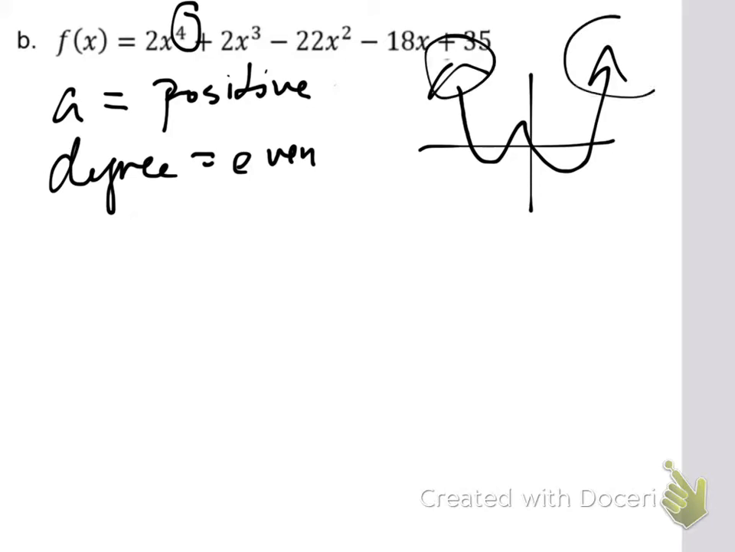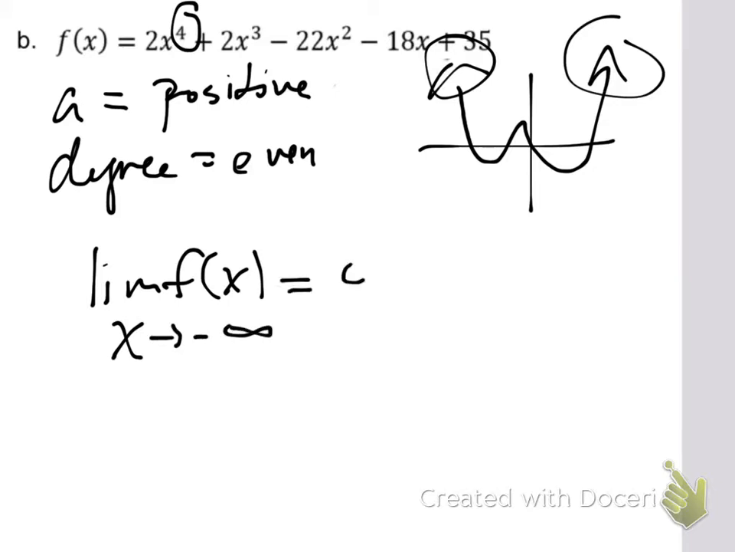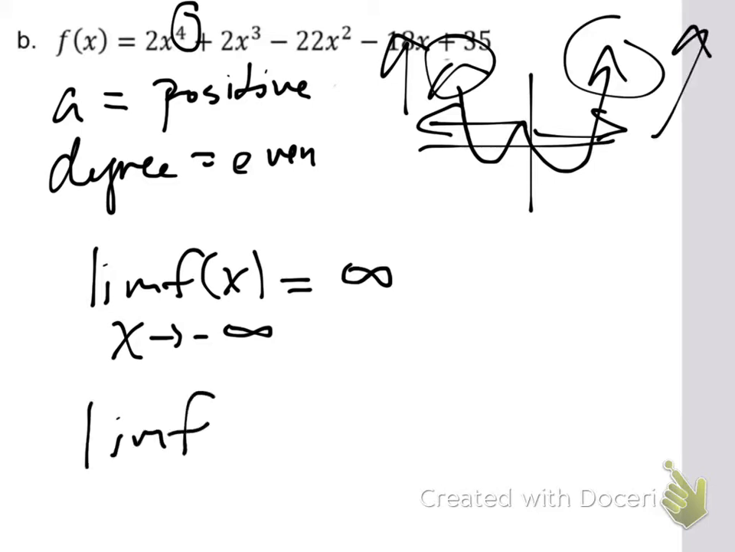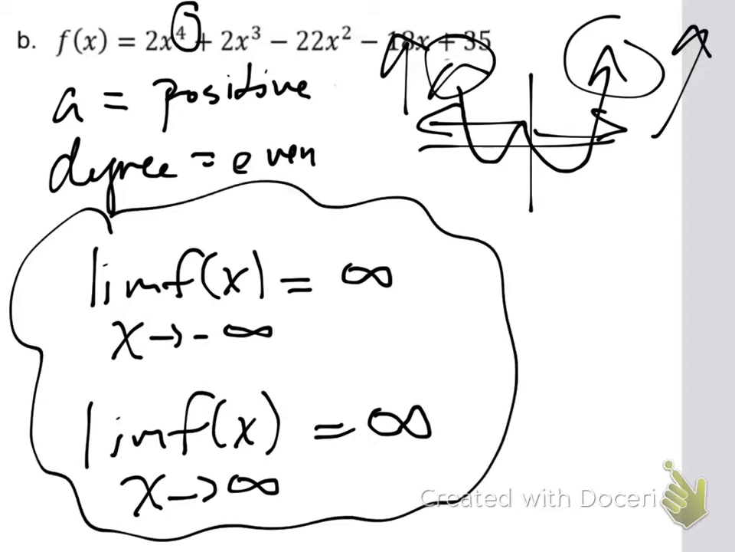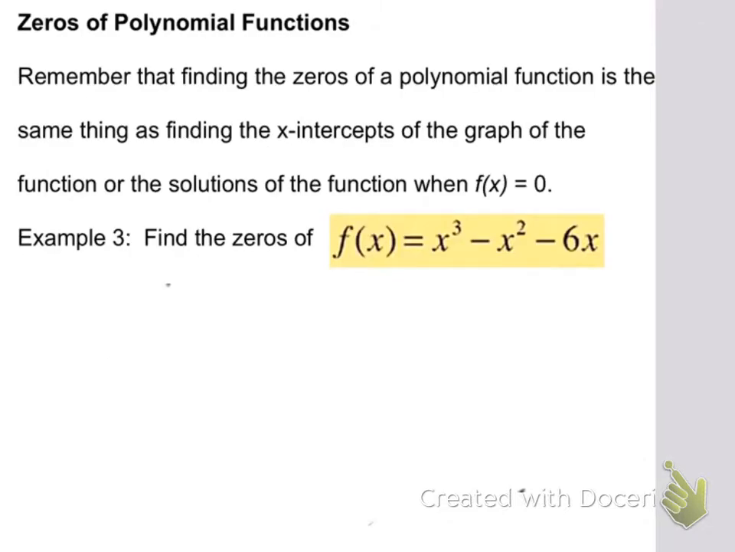Alright, so let's write these end behaviors as a limit. The limit of f of x as x goes to negative infinity equals infinity. So as x goes to negative infinity, the graph goes towards infinity. As x goes to positive infinity, my graph goes to infinity. So the limit of f of x as x goes to infinity equals positive infinity. How many more? Last one, guys.